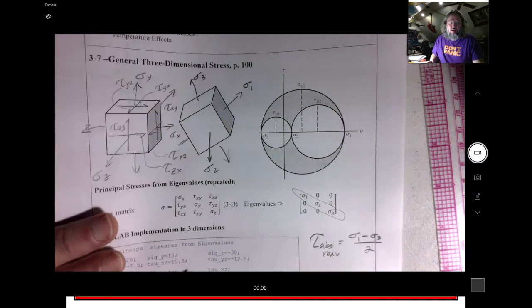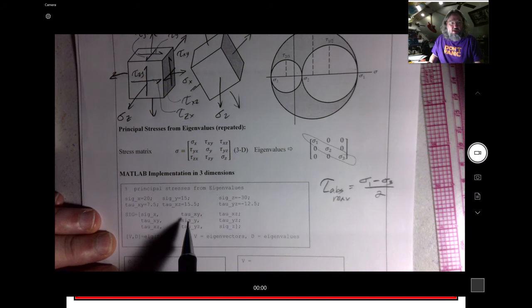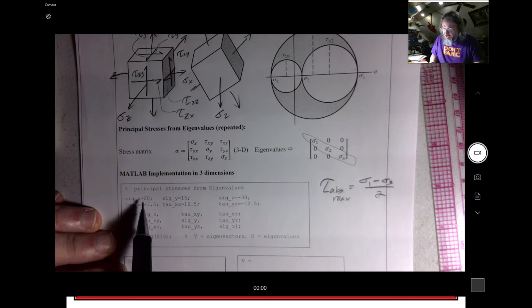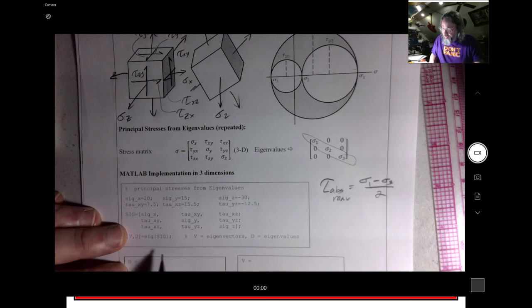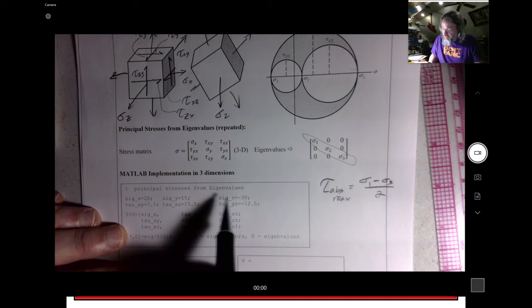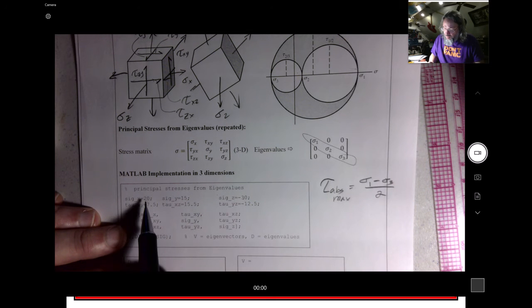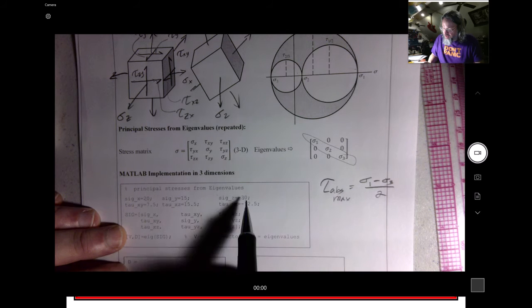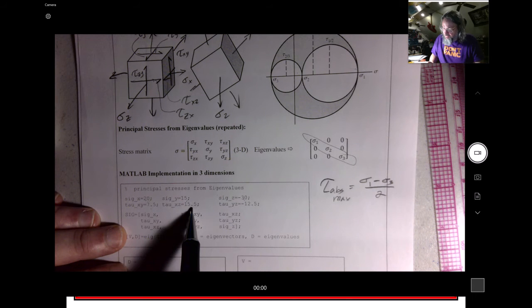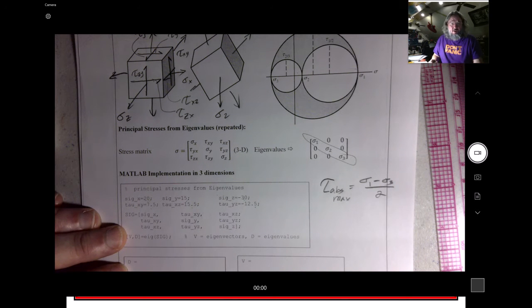Well, I put it in Matlab. I think I just went ahead and made something more complicated here, where I took, I'm not even sure where I got this from, and I took 20, 15, and a negative 30. All right, so we have tension and compression, and then I gave some values right here.